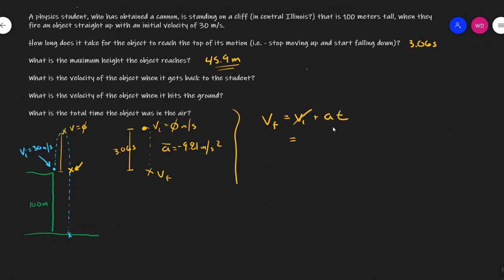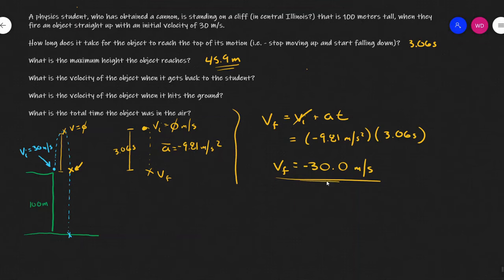So it works out to be acceleration, which is minus 9.81 meters per second squared, times time, which we said it's going to take the same time to rise as it is to fall, 3.06 seconds. So V final is going to be 9.81 times 3.06, and you end up with negative 30.0 meters per second. So 30 meters per second in the negative direction.